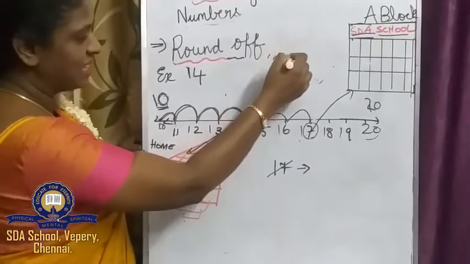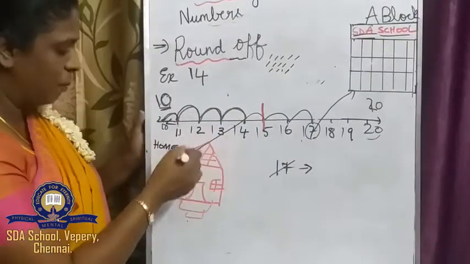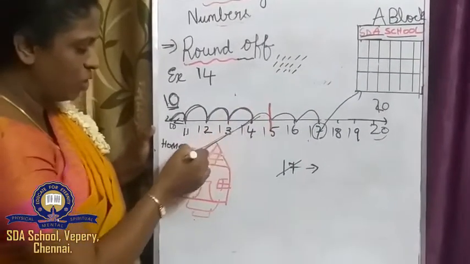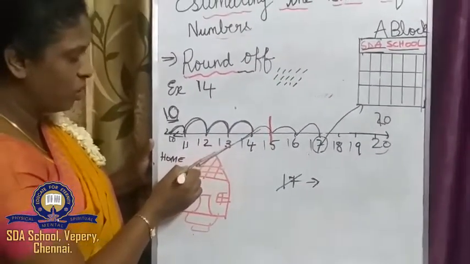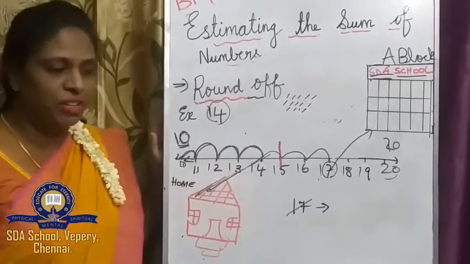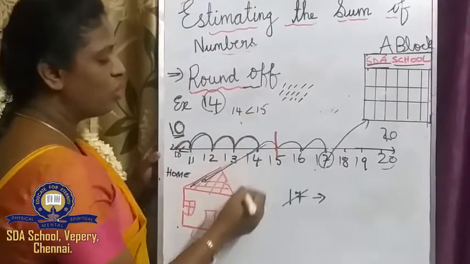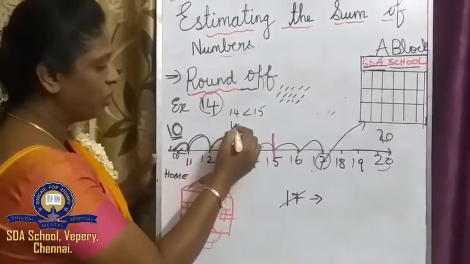It starts raining. What will you do? You'll come back to your home. Means you're coming down here, rounding down. You have to round down. So 14 is lesser than 15. So what will you do? You have to round 14.